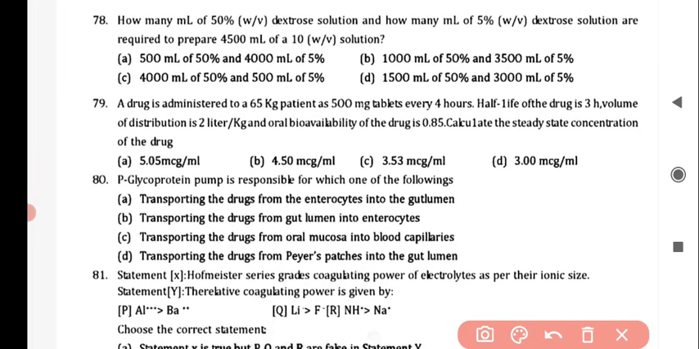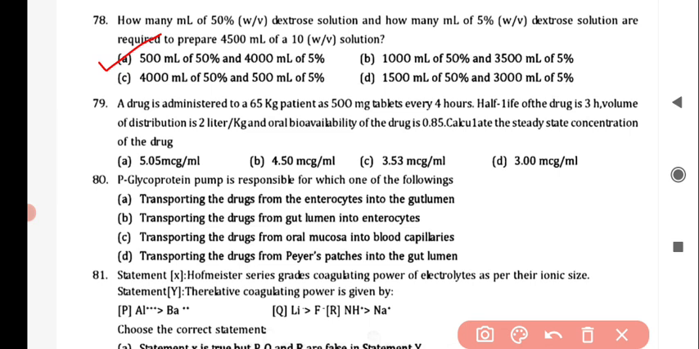The next question is, how many ml of 50% weight by volume dextrose solution and how many ml of 5% weight by volume dextrose solution are required to prepare 4500 ml of 10% weight by volume solution? So the correct answer is option A, 500 ml of 50% and 4000 ml of 5%.